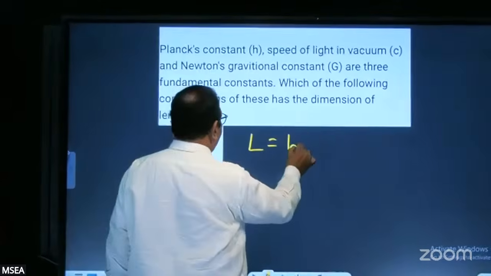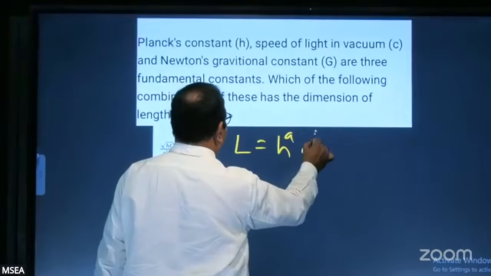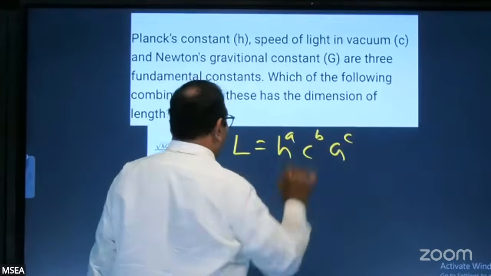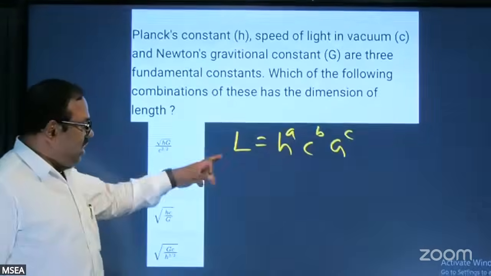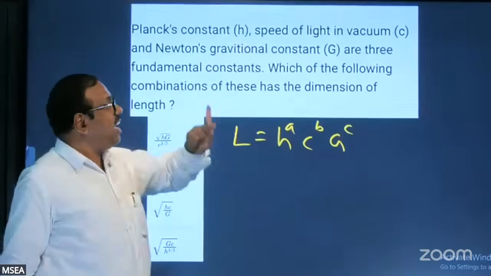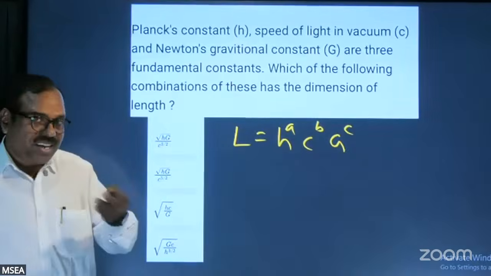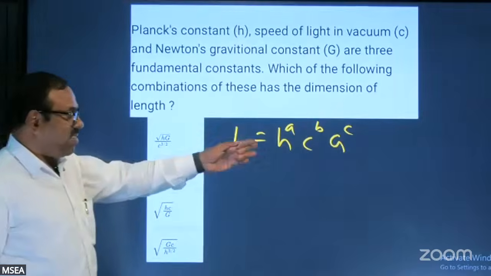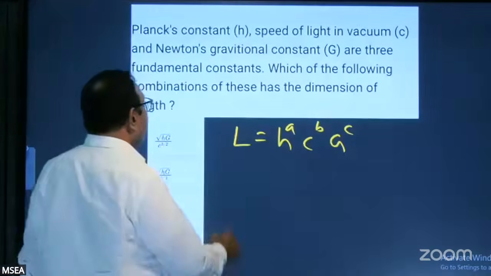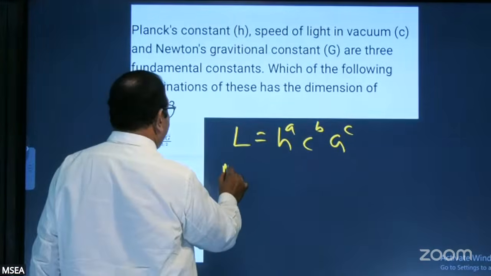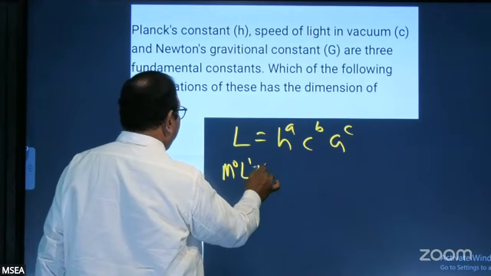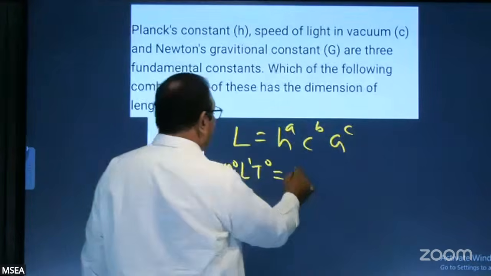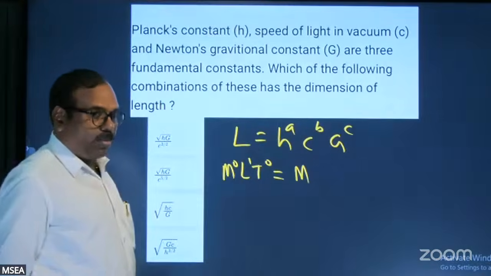Length depends on Planck's constant h to the power a, c to the power b, and G to the power c. We don't know how it depends on them; the powers, the dimensions, we don't know. So L we can write as M0 L1 T0. Then Planck's constant is the same as angular momentum.